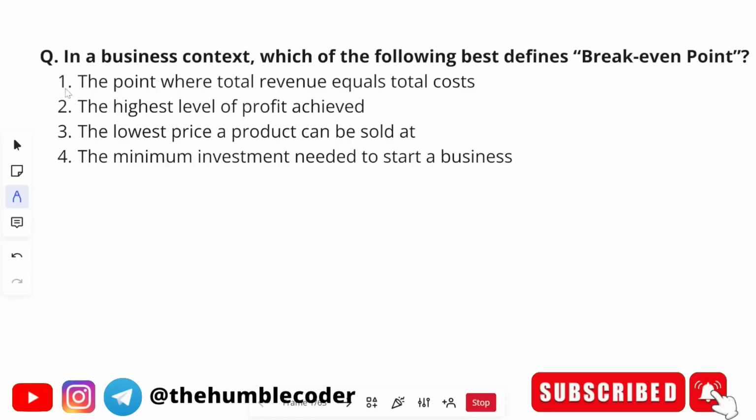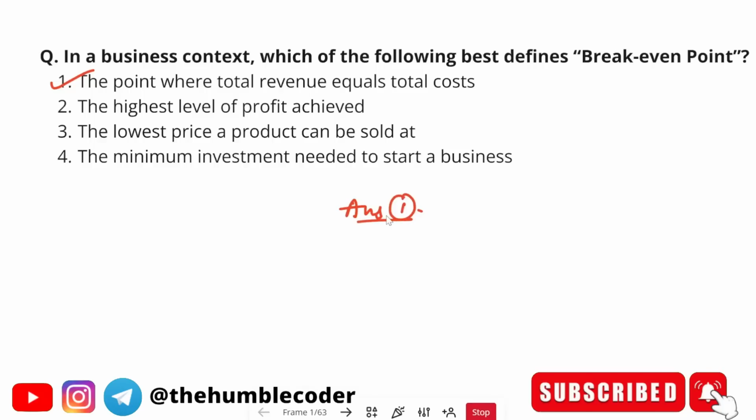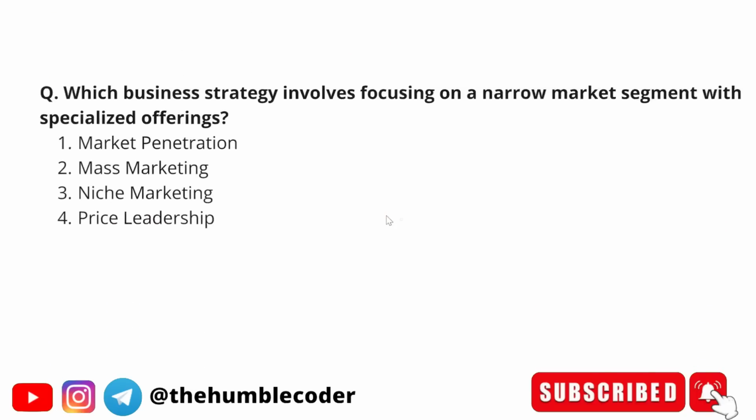The answer is going to be the point where total revenue equals total cost. Basically, the break even point is when a business neither makes a profit nor incurs a loss, meaning revenues cover all fixed and variable costs. Okay, moving on to the next one.